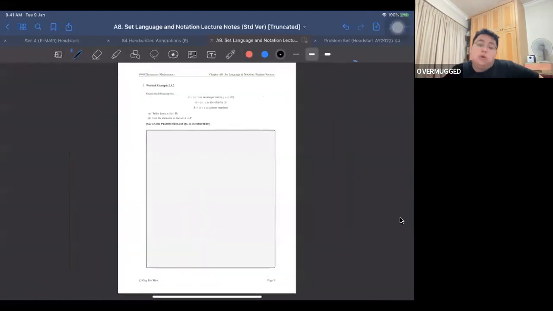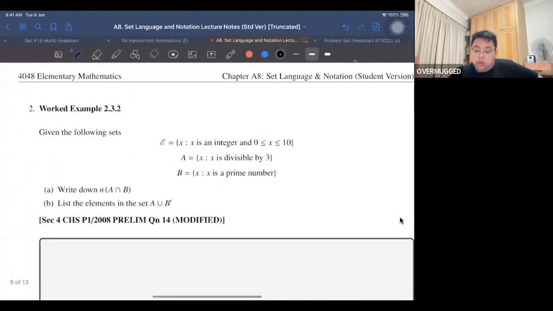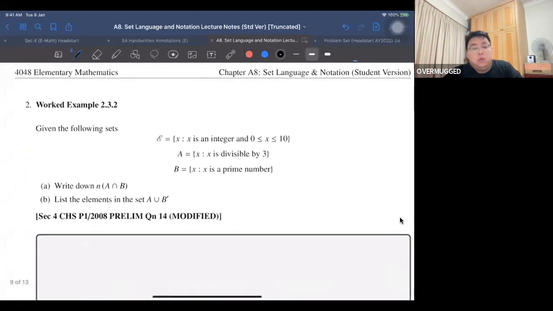These are what typical exam questions are going to be like. So for example, they give you the universe, they give you A, a condition for A, and they give you B. And then they will ask you to write down the number of A intersect B, or the elements inside A union B complement. So that is where they combine all the different concepts together into one question.